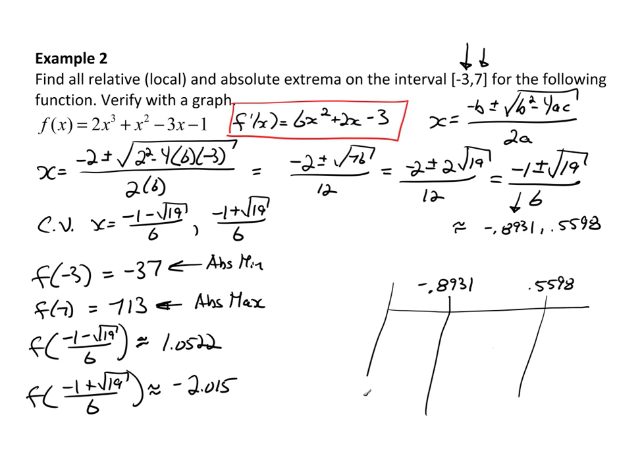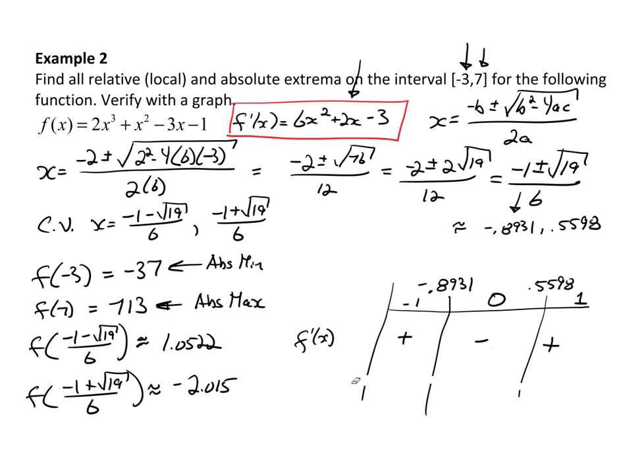And what I'm interested in is what the first derivative is doing. So I need a number less than negative 0.89 that is in my interval. I would use something like negative 1. When I evaluate the first derivative at negative 1, I end up with a positive number. Now in between these, 0 is a really likely candidate, and when I find f prime of 0, I get a negative number. And then bigger than 0.55, how about just 1? And f prime of 1 is a positive number.